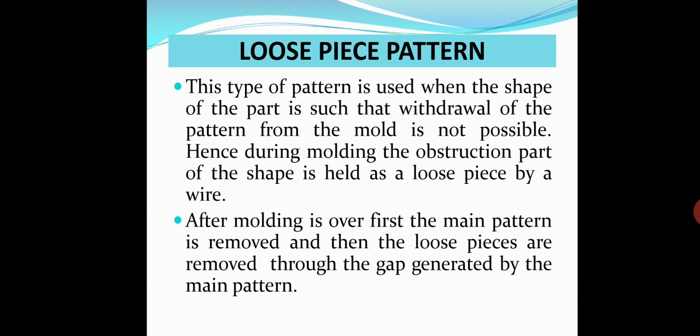Next is loose piece pattern. This type of pattern is used when the shape of the part is such that withdrawal of the pattern from the mold is not possible. Hence, during molding, the obstructing part of the shape is held as a loose piece by a wire. After molding is over, first the main pattern is removed and then the loose pieces are removed through the gap generated by the main pattern.